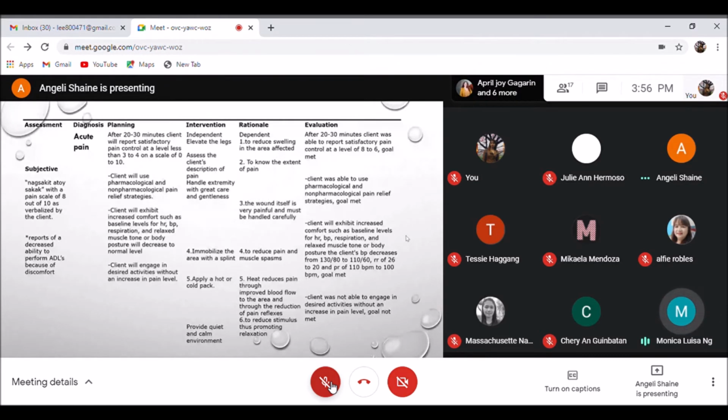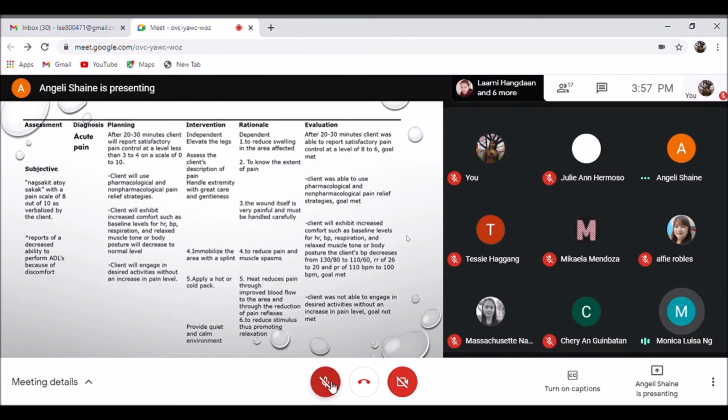Intervention, nursing intervention, independent. First, I elevate the legs. The rationale for elevating the legs is to reduce swelling in the area affected. Second, assess the client's description of pain to know the extent of pain. Third, handle extremity with great care and gentleness. The rationale for it is the wound itself is very painful and must be handled carefully. Fourth, immobilize the area with a splint to reduce pain and muscle spasms.